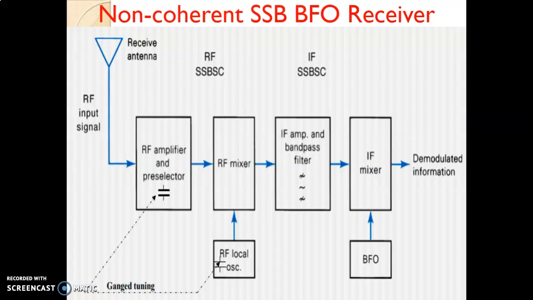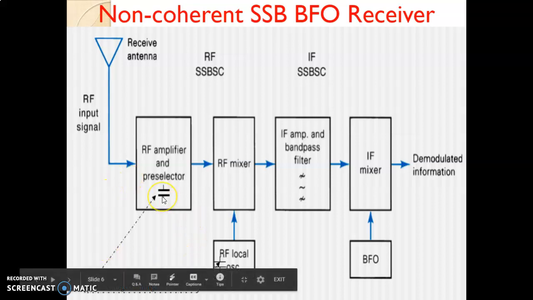Now another type of receiver we are looking at is the amplitude modulation receiver, which is our SSB receiver. For the SSB receiver, we are going to see two types: one is coherent, another is non-coherent. As we have discussed, non-coherent receivers are the ones which do not require any carrier recovery circuit at the receiver. The block diagram of the non-coherent receiver will be like this.